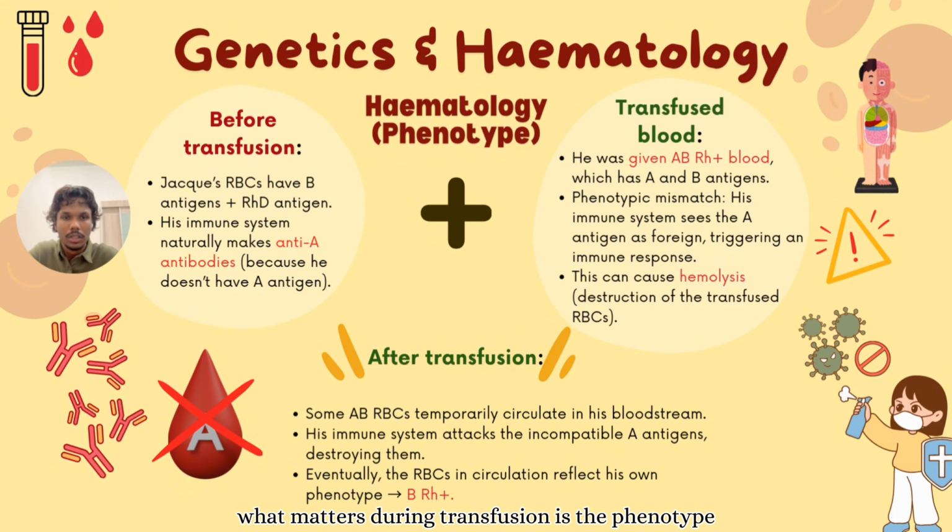Hematologically, what matters during transfusion is the phenotype, essentially the antigens that are actually expressed on the surface of the red blood cells. Before transfusion, Jack's phenotype was B positive, meaning his RBCs express B antigens and RhD antigen, and his immune system naturally produces anti-A antibodies. During transfusion, he was given AB Rh plus blood, which carries both A and B antigens. This creates a phenotype mismatch. His anti-A antibodies will immediately recognize the A antigen on the AB blood as foreign. This triggers complement activation and leads to rapid hemolysis.